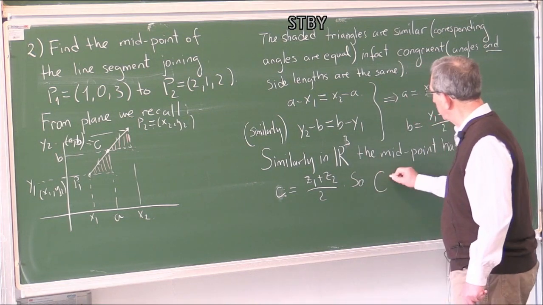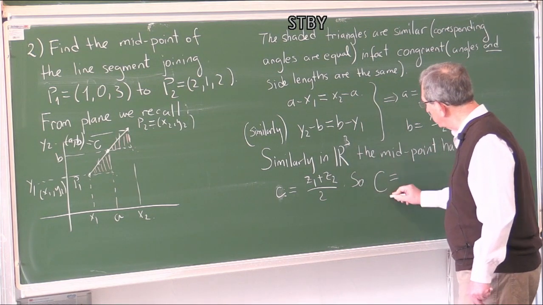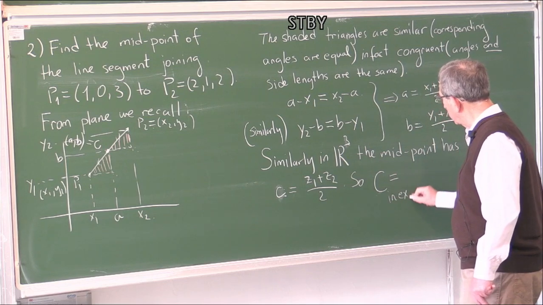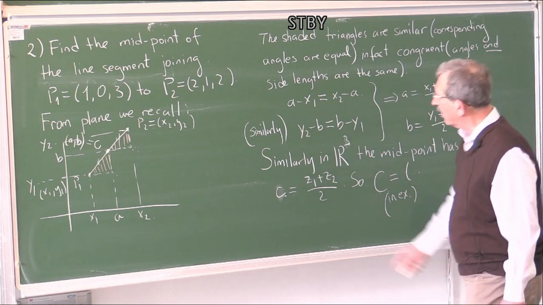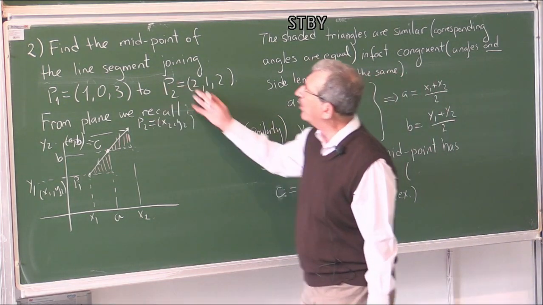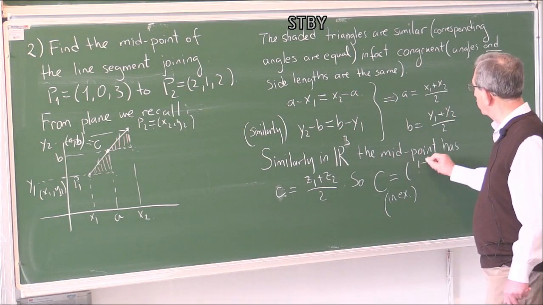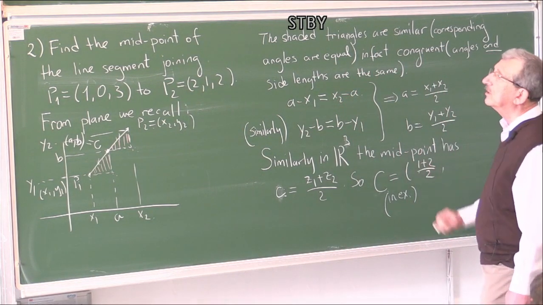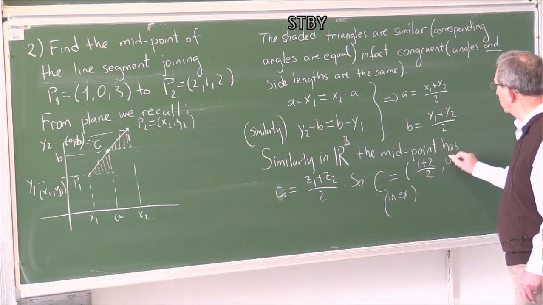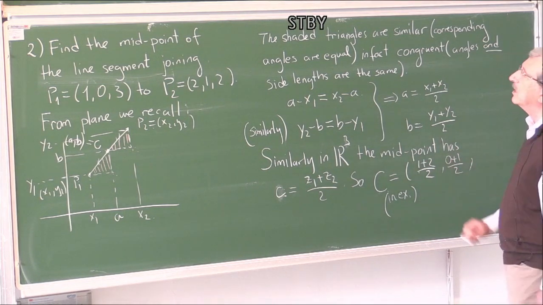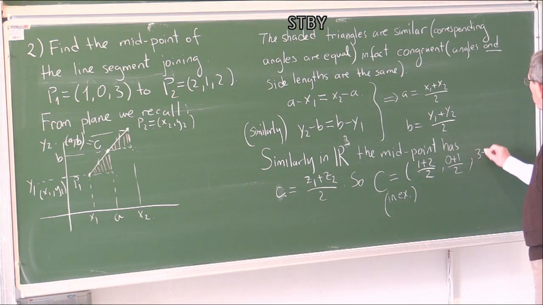So C, in our example, becomes the average of these points. So it is (1 plus 2) over 2, and (0 plus 1) over 2, and (3 plus 2) over 2.